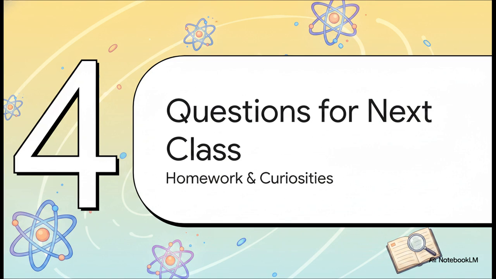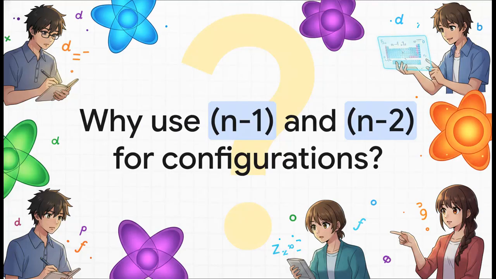All right, Section 4. Questions for the next class. As always, I'm not letting you go without some homework. Here's your first question to ponder. We looked at the math today, but I really want you to think about the why. Why exactly do we use n-1 for the d block and n-2 for the f block when we're writing out their electron configurations? Basically, what actual physical reality of the atom does that mathematical notation represent?